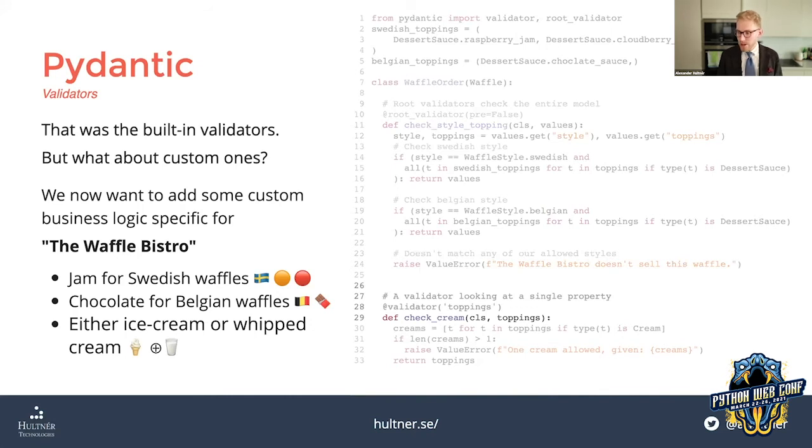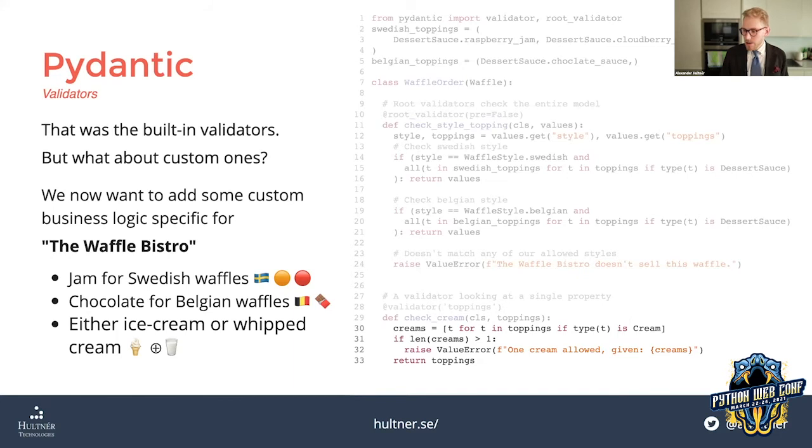So now we have a check cream. This validator actually references a specific field, as you can see here. So the previous one was a root validator. It references the entire object, and this references just the specific toppings property. And for this, we're going to get all the creams from the toppings. So, a small list comprehension, just checking which are creams, and then I'm going to check that there's not more than one cream in this, because we don't support both ice cream and whipped cream at the same time.